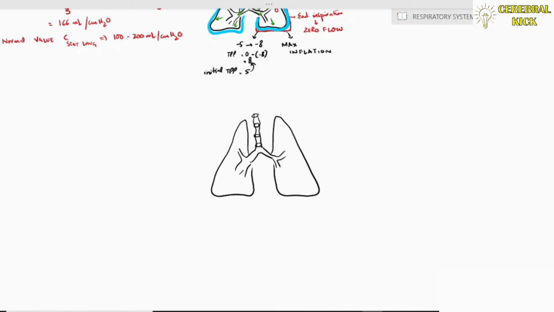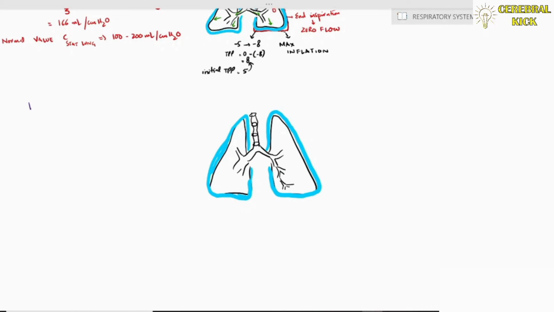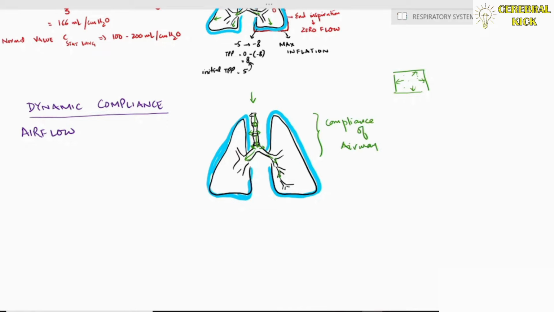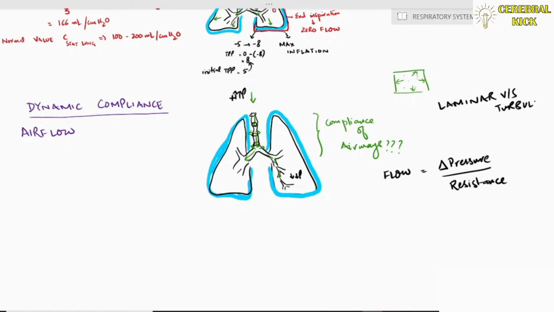What about dynamic compliance? As the word dictates, dynamic means airflow, right? So wherever there is airflow, the compliance calculated is dynamic compliance. Now, in terms of lungs, there must be some compliant system in the airways as well. We've already covered that flow is change in pressure divided by resistance. So whenever there is a pressure gradient, flow is established. This will be covered in laminar versus turbulent flow later, but from this equation you can see that resistance, if increased, would require a greater change in pressure to maintain the same flow.